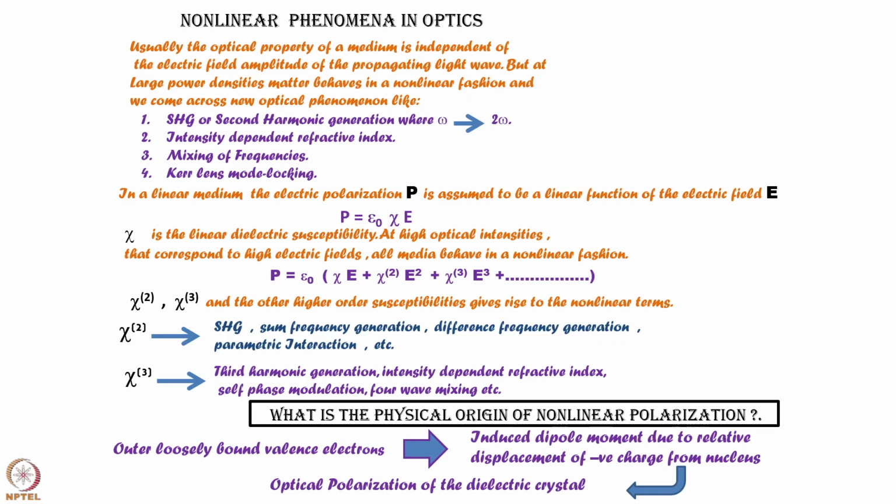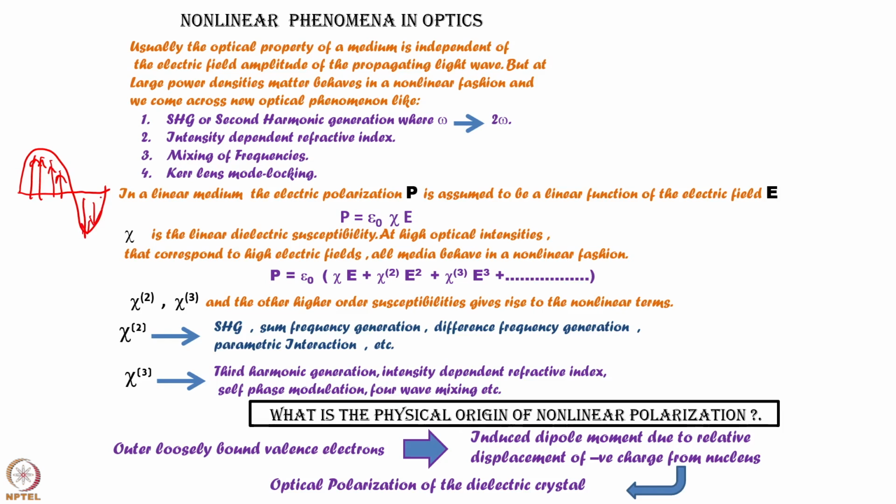Usually the optical property of a medium is independent of the electric field amplitude. Electric field, I say electric field here because the laser light or the light is associated with an electric field. Okay. Everything will be in terms of that electric field. So, if I have a laser or any light wave, I have an associated electric field. Okay. So, this is the electric field.